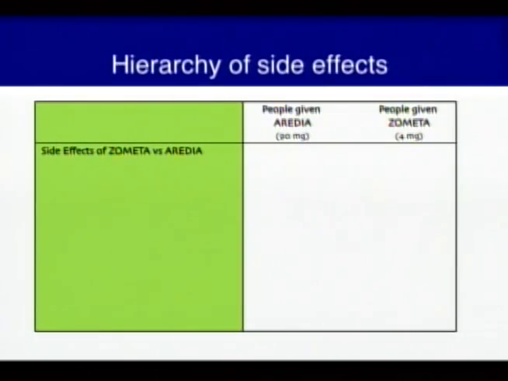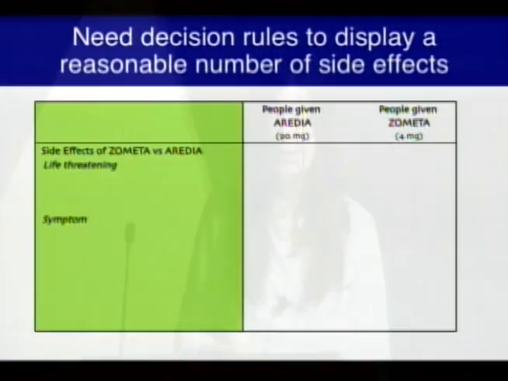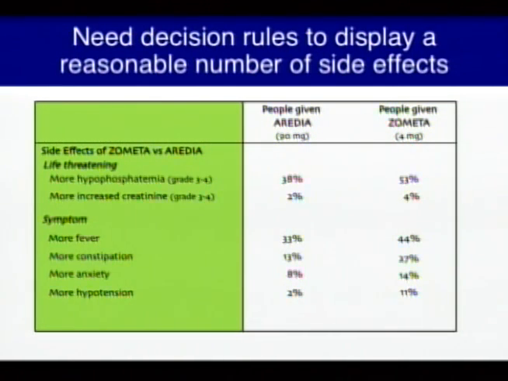And so it's really hard, I think, for doctors and patients to know which side effects are really important. In the box, we've tried to address this problem by organizing side effects into a hierarchy. So presenting, come on, the clicker, into life-threatening side effects and symptom side effects. And then the next thing was we needed a decision rule to display a reasonable number of side effects, so we could limit the list to the most important side effects. So our rule was to include all life-threatening side effects and the symptom side effects that had the biggest absolute difference between the comparison group. And when we applied this rule, we ended up with a manageable number of 6 side effects.